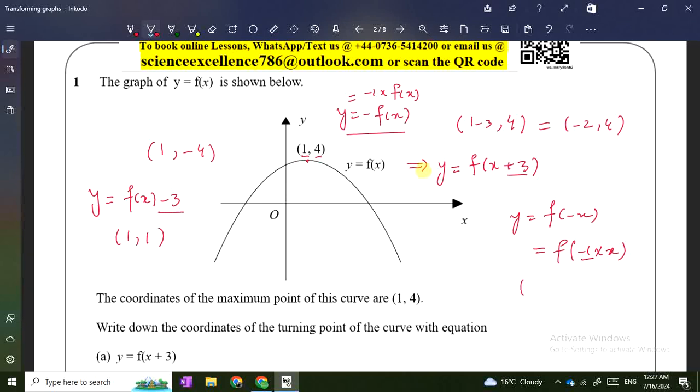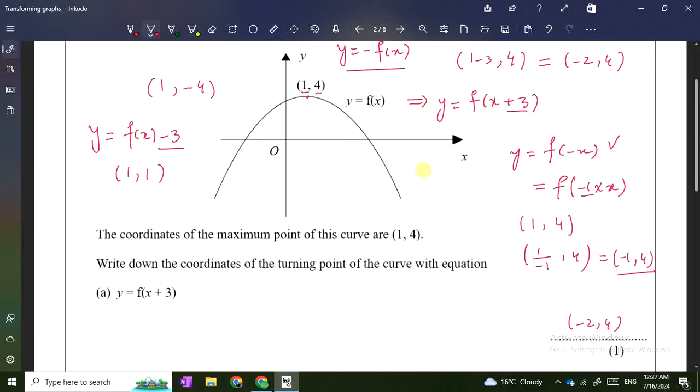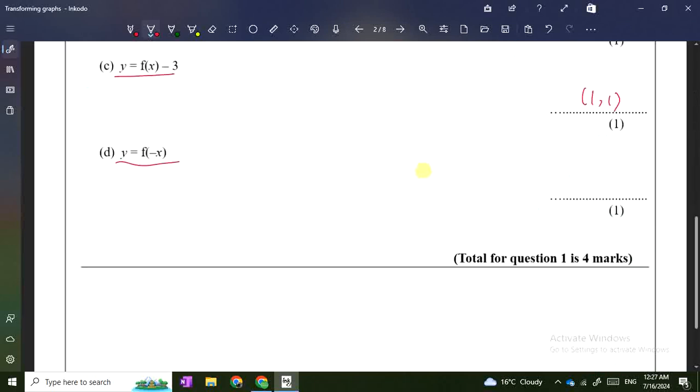The coordinates of the given function are (1, 4), so we have to divide the x coordinate by minus 1. So 1 divided by minus 1 and 4 as it is. If you divide 1 by minus 1, it will be minus 1. So (-1, 4) are the coordinates of the turning point of the new function. So (-1, 4) is the answer for the next one.